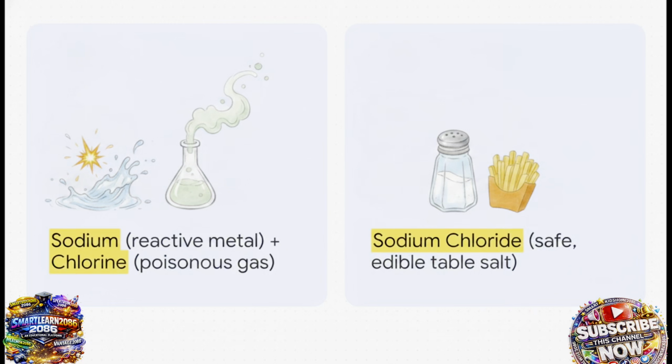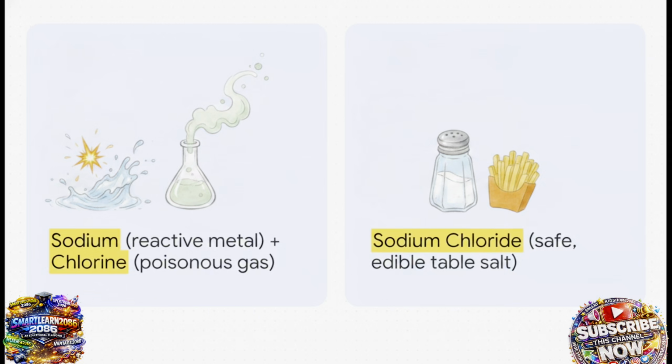Okay, get ready for my absolute favorite plot twist in all of chemistry. Let's take sodium. Sodium is a highly reactive metal. If you drop it in water, it practically explodes. Now, let's take chlorine. Chlorine is a toxic, highly poisonous gas. So, what happens when you combine an explosive metal and a deadly gas?